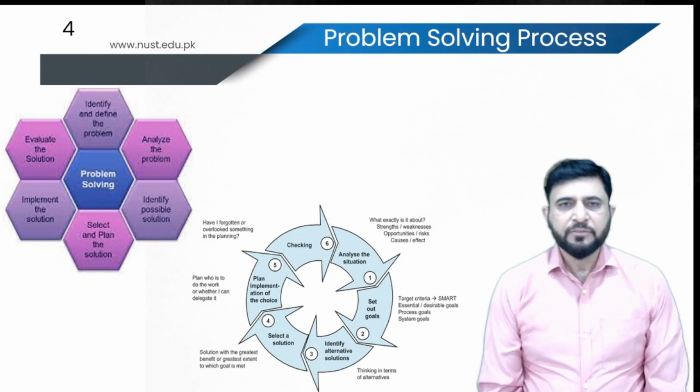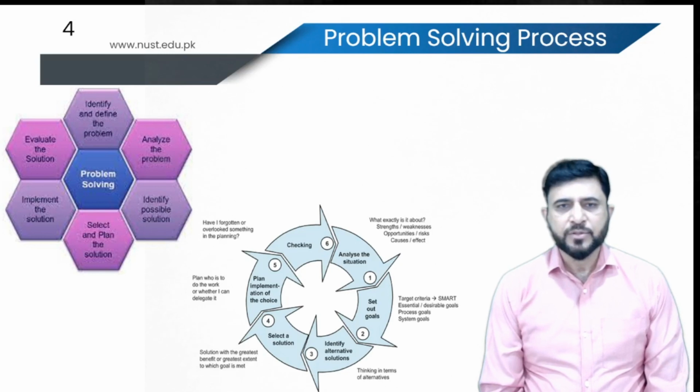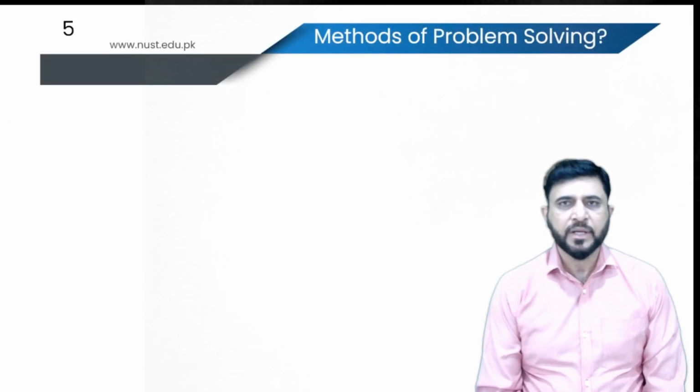In another way, we can also draw it like this: first analyzing the problem, setting out goals, identifying alternative solutions, selecting the solution, and finally planning and implementing action on the choices. And the last one is the checking. So this is basically the problem solving process.